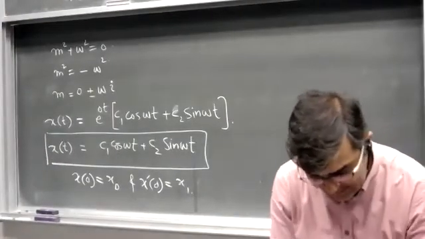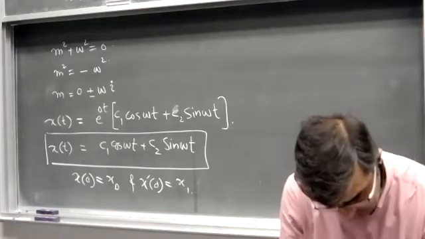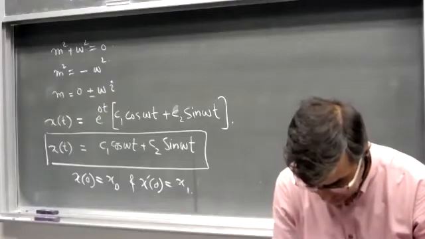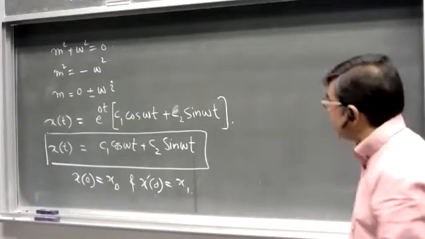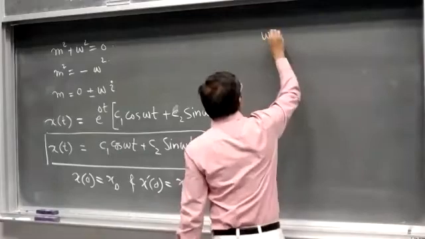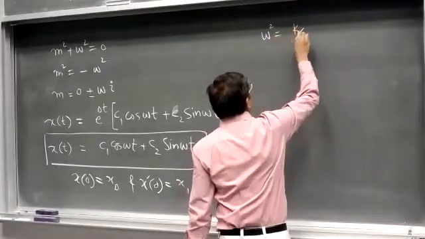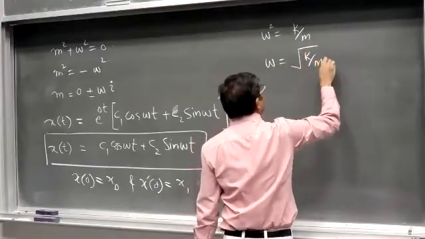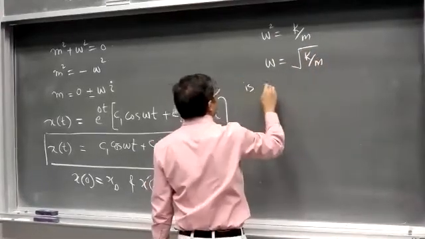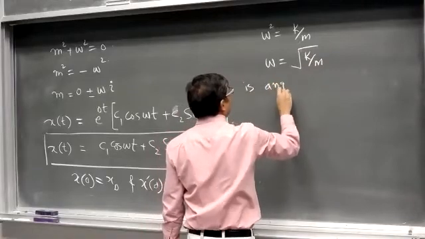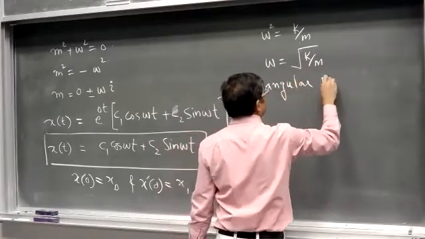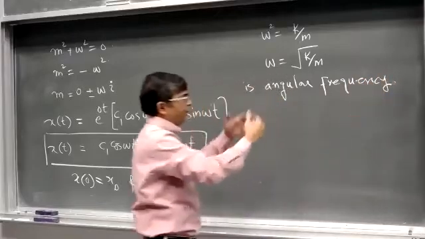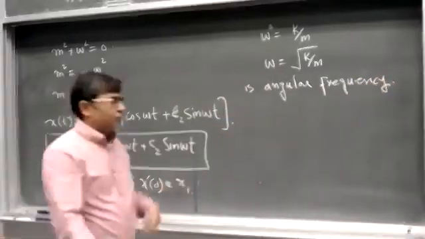And what is the frequency of the motion? I explained in my notes what is the angular frequency. Omega square is k by m, then omega is square root of k divided by m. And it is called angular frequency of that free undamped motion.